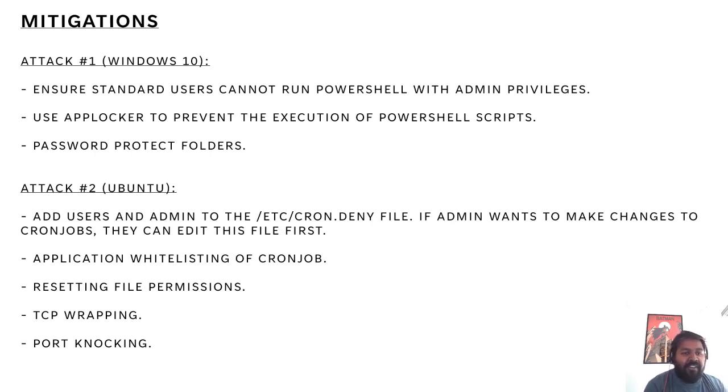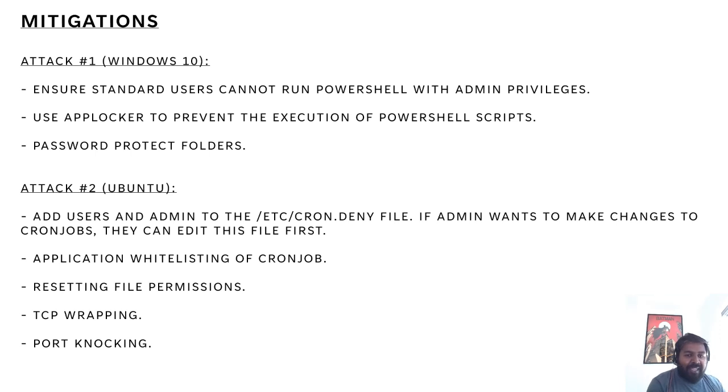Attack number 2, so for Ubuntu, you could add users and the admin to the etc cron deny file. Basically, this is a list of users that won't be able to edit the cron jobs. You could add the admins onto that because I don't see any reason why admins should have access in the first place. But if they do need to edit cron jobs, then they could easily access the file themselves, remove themselves, edit cron jobs, and then put themselves back on the list for security measures.